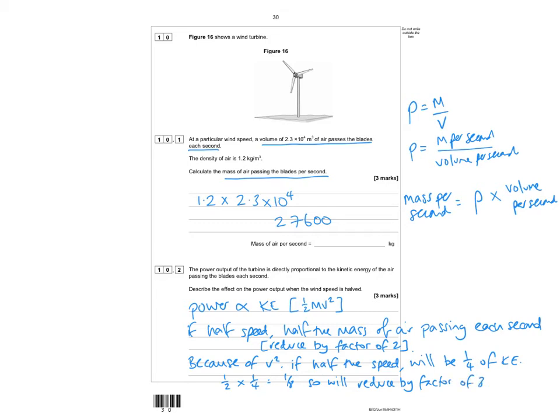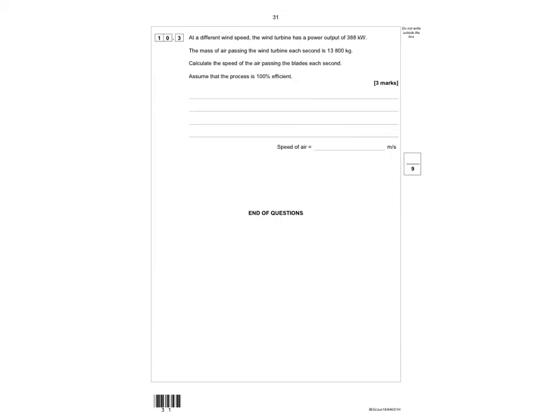Tricky. Question 10.3. At a different wind speed, the wind turbine has a power output of 388 kW. The mass of air passing the wind turbine each second is 13,800 kilograms. Calculate the speed of the air passing the blades each second. Assume that the process is 100% efficient. So again, finishing off with a very tricky question.